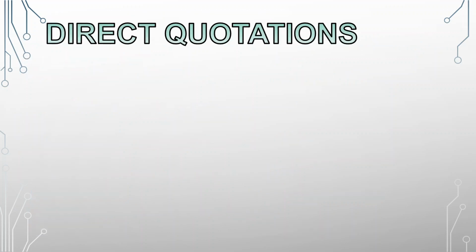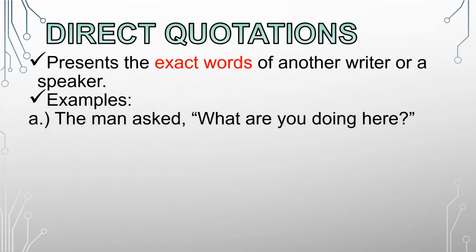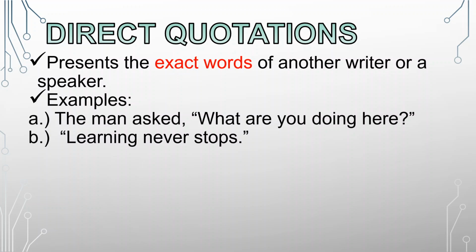It's lesson number 4, direct quotations. Direct quotations present the exact words of another writer or a speaker. If you are presenting exact words coming from a writer or a speaker, you are using what we call a direct quotation. Some examples are the following. For letter A, the man asked, "What are you doing here?" And for letter B, "Learning never stops." As you can see, we have 2 examples of direct quotations here.